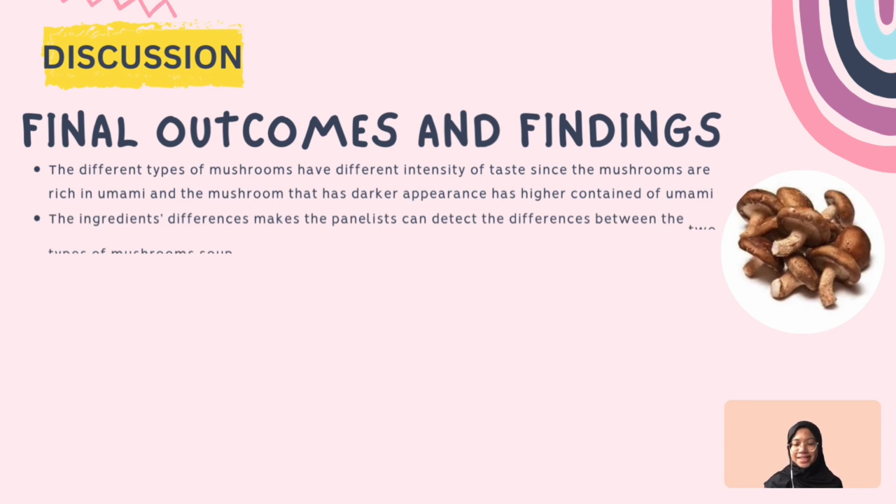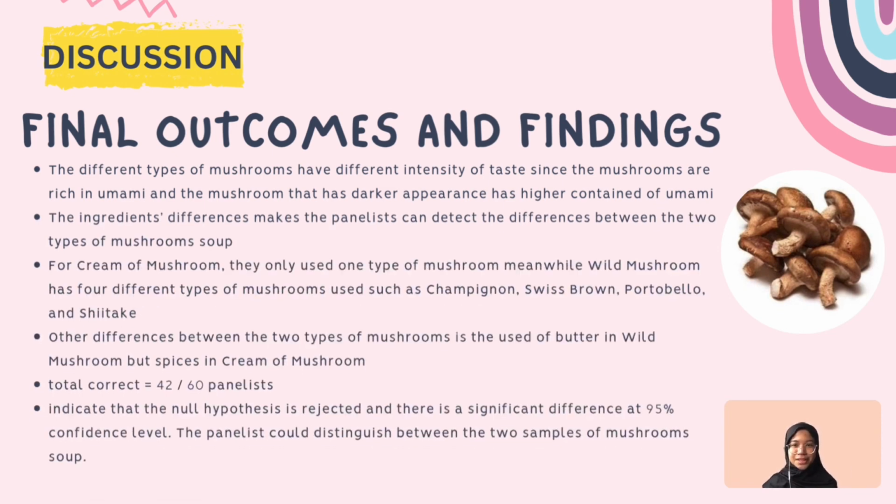From the result obtained, there is a significant difference between the two samples, Campbell cream of mushroom and wild mushroom, as the panelists could detect a difference between the samples. It is because of the ingredient differences stated on the official Campbell website. Different types of mushroom have different intensity of taste, since mushrooms are rich in umami, and mushrooms with a darker appearance have a higher content of umami. The ingredient differences make the panelists able to detect the differences between the two types of mushroom soup.